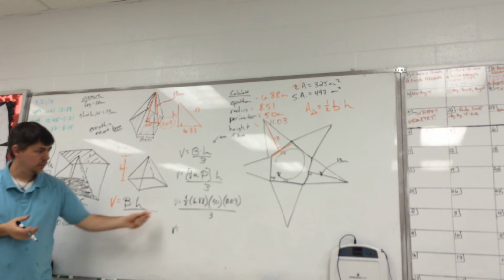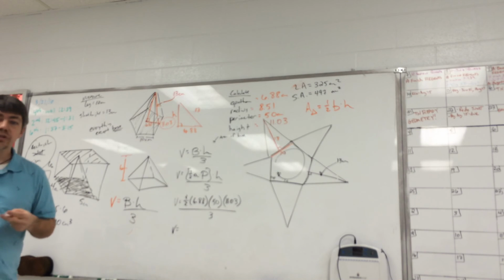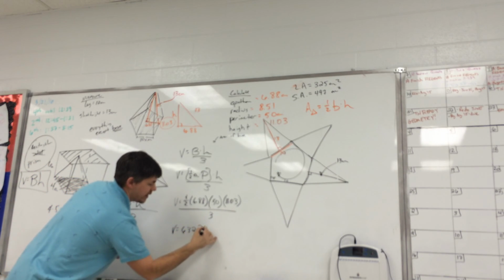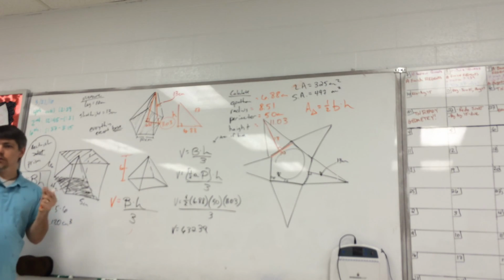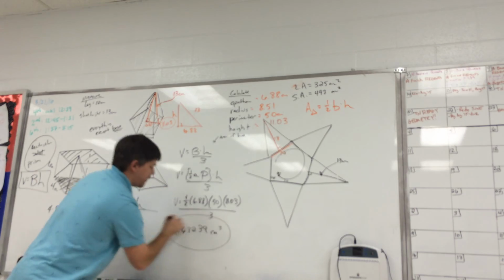Calculator people, how much is that? 632.39. Centimeters cubed, or cubic centimeters. That's how you find the volume.